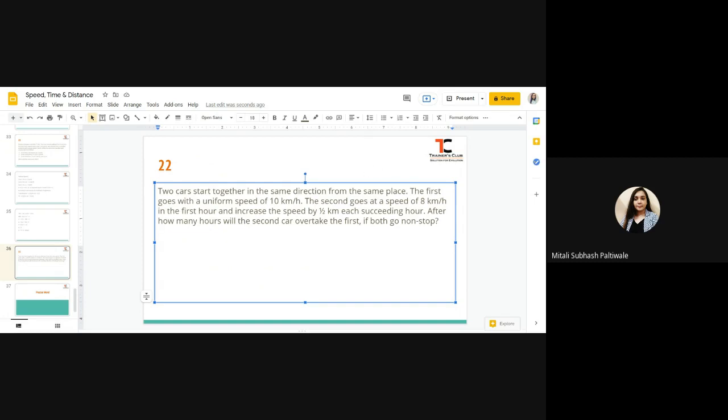Same direction, same place, so relative speed will be subtracted. There are two cars: the first car has a uniform speed of 10, and the second car's speed is gaining. So again we have to go with arithmetic progression only. Let's try solving this out. 10 kilometer per hour was the speed, so 10 times n.